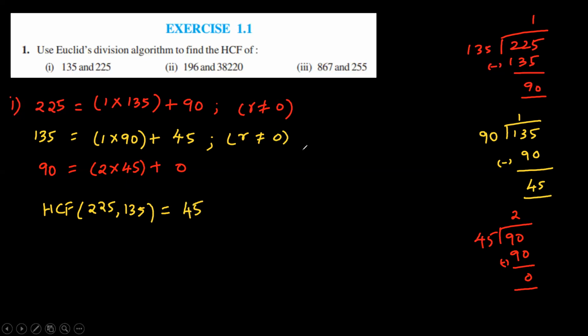So this is how we solve. Till you get the remainder as 0, you need to proceed. If you get the remainder 0 at the first step, then the divisor will be the final answer.